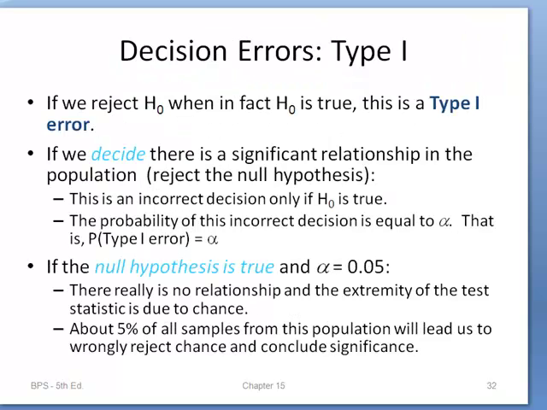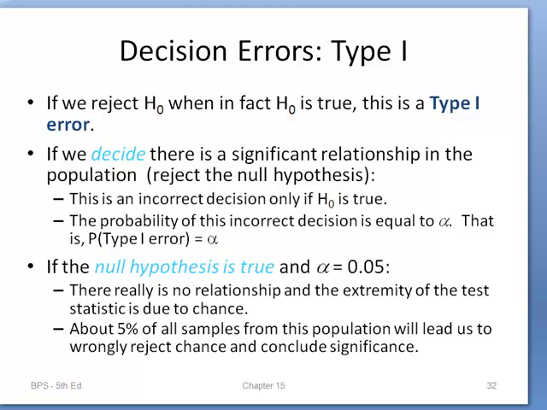Now we're going to talk about different errors that can occur in a significance test. And from here we'll understand what alpha is and why we use that, our p-value, we compare our p-value to our alpha. Now if we reject the null hypothesis when in fact it was true, this is called a type 1 error.